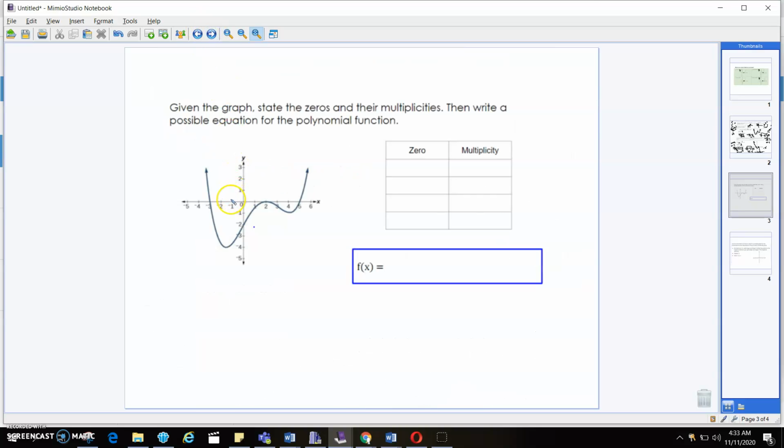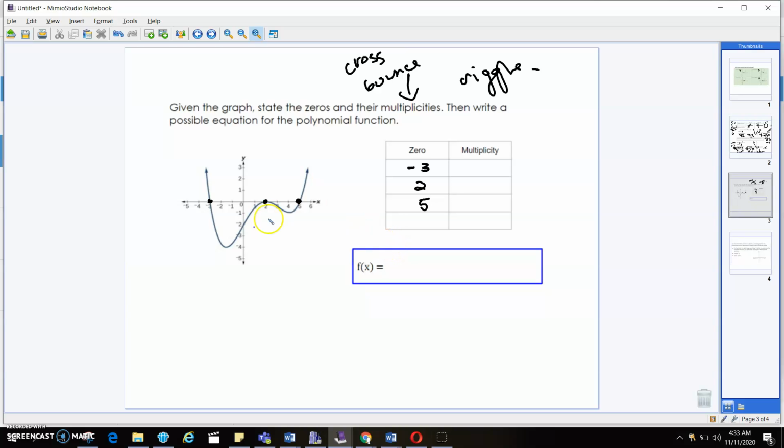All right. So go ahead and pause the video, and I want you to identify the zeros and their multiplicities. Okay, so the way you're going to memorize or know the multiplicities is it a cross, is it a bounce, or is it a wiggle? All right, so you're going to pause and then check your work. All right, so the zeros of this function are where it crosses the x-axis. Okay, so we've got negative 3, 2, and 5.